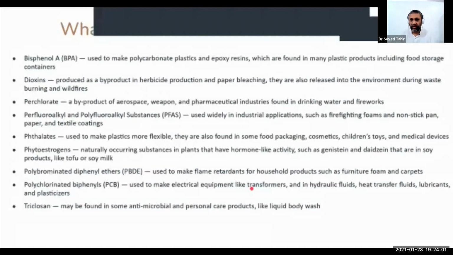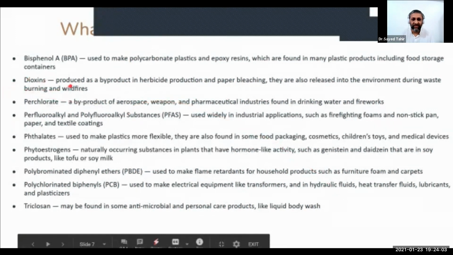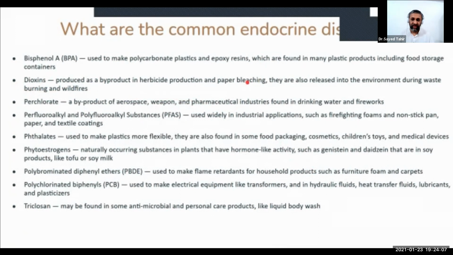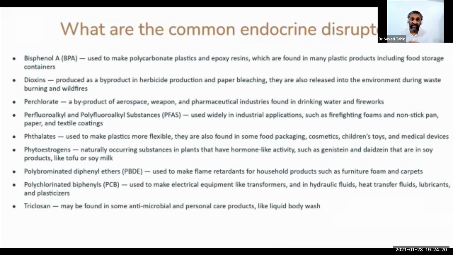Apart from that, you have dioxins, which are used especially in paper bleaching, and are also part of waste burning and wildfires. Then there is perchlorate, which is there in the aerospace, weapon and pharmaceutical industries. It is also used in drinking water, like chlorine and fluorine, right? Then you have PFAS.